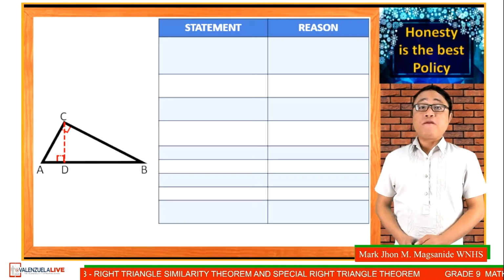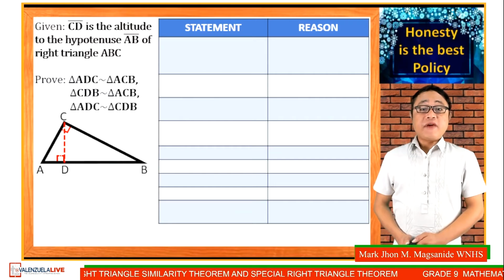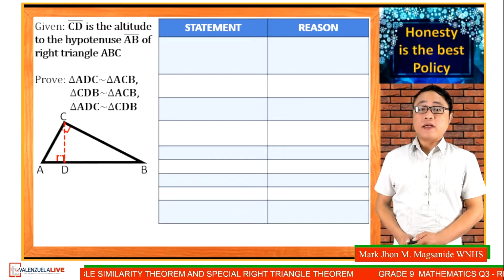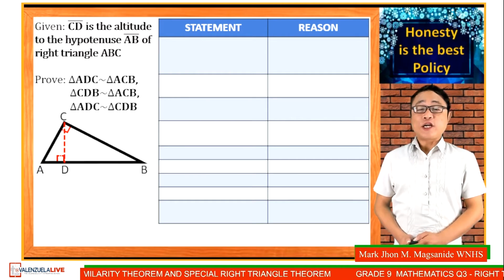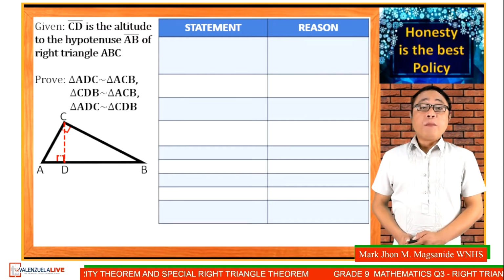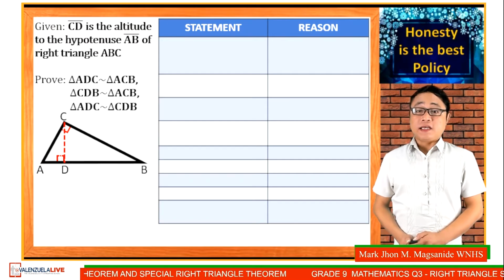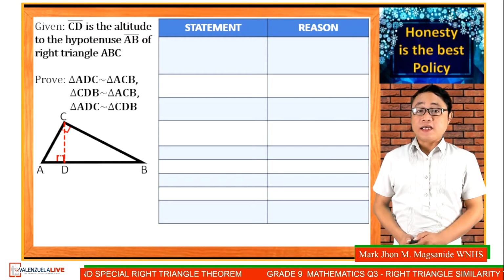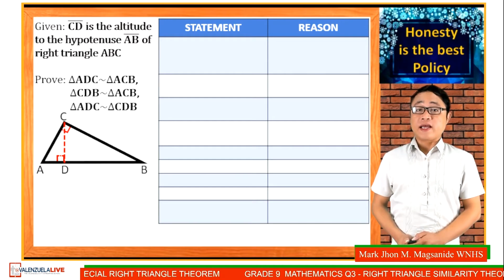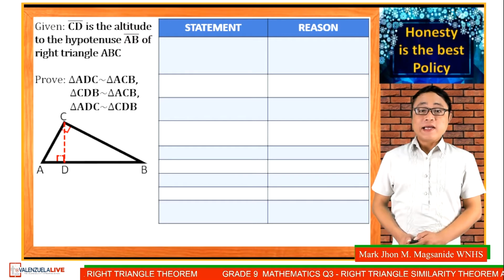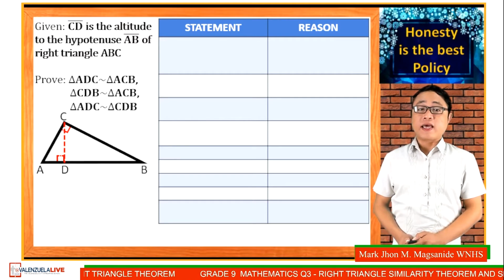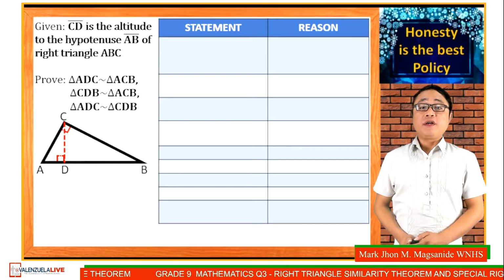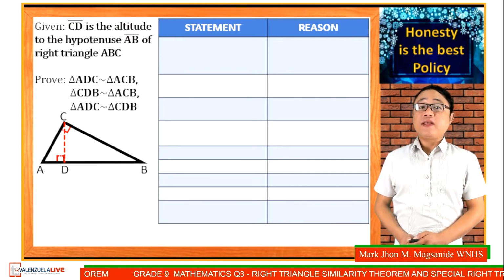To show the proof, given CD is the altitude to the hypotenuse, AB, of the right triangle ABC. Prove that triangle ADC is similar to triangle ACB, triangle CDB is similar to triangle ACB, and triangle ADC is similar to triangle CDB. Kindly refer to the figure for further understanding of the given.